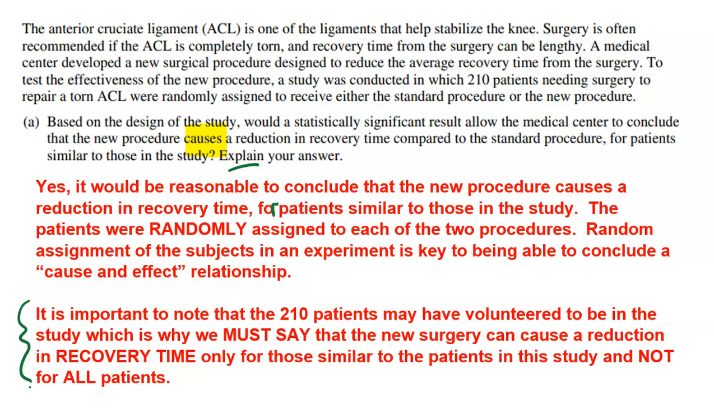Please do not say, oh yeah, this is great, this new surgery is going to work for all patients getting an ACL tear surgery. That's not necessarily true, because in an experiment, when you use volunteers, you are allowed to use the word cause as long as you have that random assignment, but you can't infer your conclusion to all people. You can only infer to people similar to the ones that volunteered to be in your study. So hopefully that makes sense. So pretty easy Part A there.